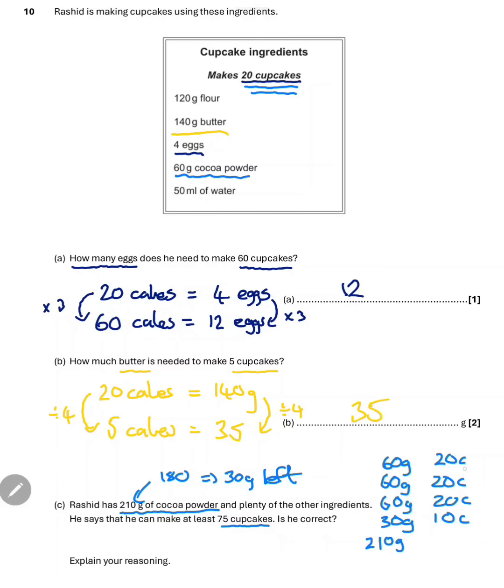I just need to check how many cupcakes I've made. 20, 40, 60. That's 70 cakes. Just double check and answer the question. Rashid says he can make at least 75. Is he correct? No. And you can just point to that maths and say, it can only make 70.